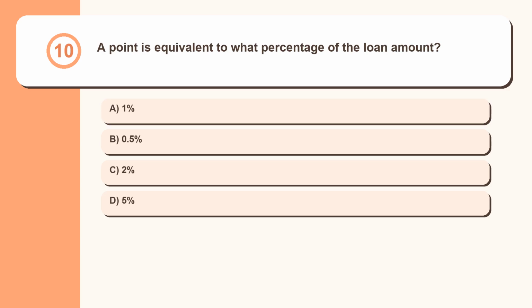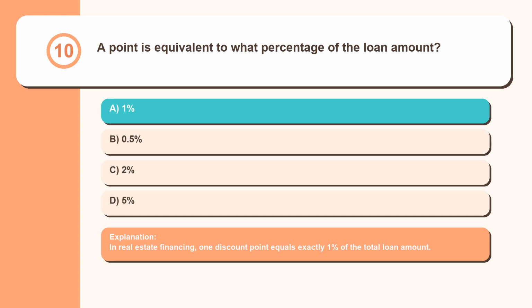Question 10. A point is equivalent to what percentage of the loan amount? 1%, 0.5%, 2%, 5%. In real estate financing, one discount point equals exactly 1% of the total loan amount.